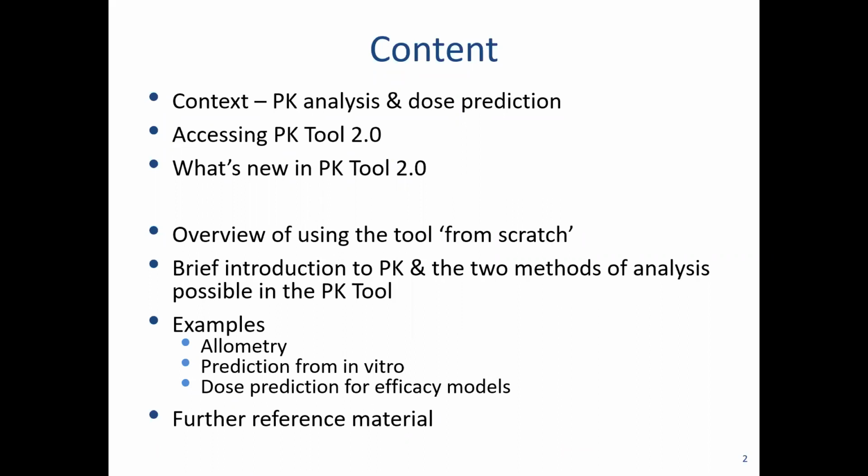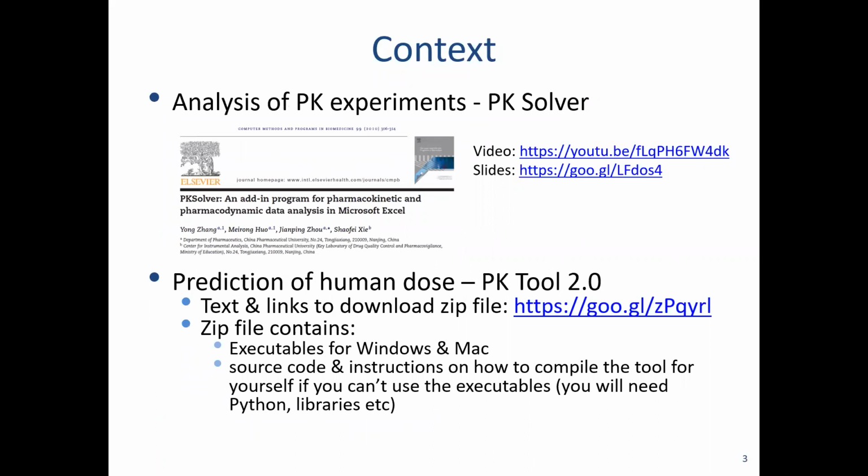So just a little bit of context around what the PK tool does do and what it doesn't do. The PK tool uses calculated PK parameters and other information about your compound to make human dose predictions or different species dose predictions. If you want to analyze experimental concentration time data to produce your own PK parameters, and we've previously talked about that, the PK solver is a free Excel add-in which you can also use. So the links to that are on there, and they're also on MMV website, which I'm just going to show you in a second.